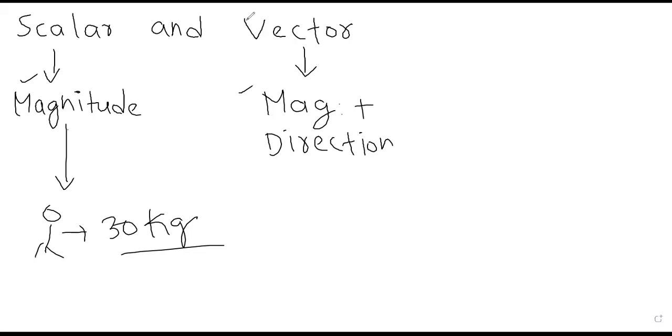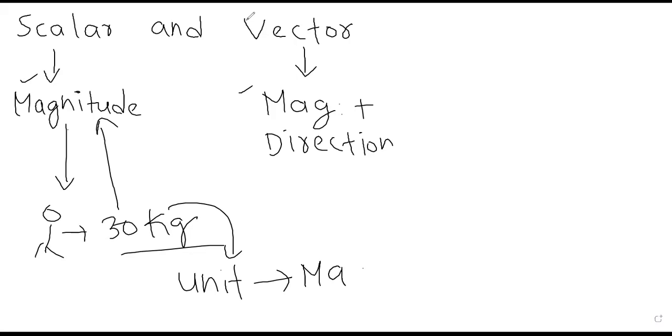Like if we are saying that the mass of an object is 30 kilogram, 30 is a numerical value that represents its magnitude. And what does kg represent? Kg represents the unit, and kg is the unit of which physical quantity? It is the unit of mass.